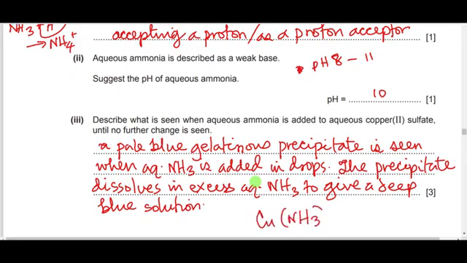This is beyond the IGCSE scheme anyway. To form this complex, that is tetraamine copper 2 ion, which is seen as the deep blue solution. This complex is soluble, right? It's always seen as the deep blue solution. So that is what happens. The precipitate dissolves in excess aqueous ammonia to give a deep blue solution.